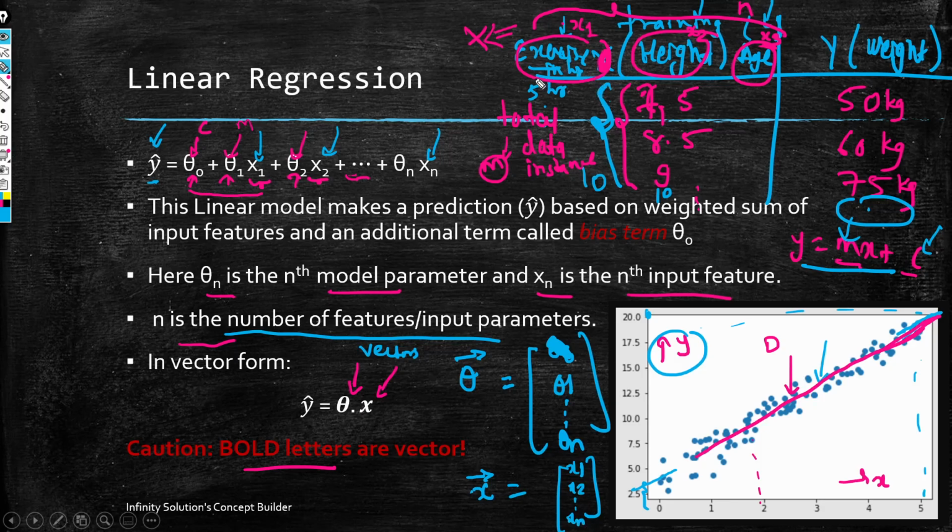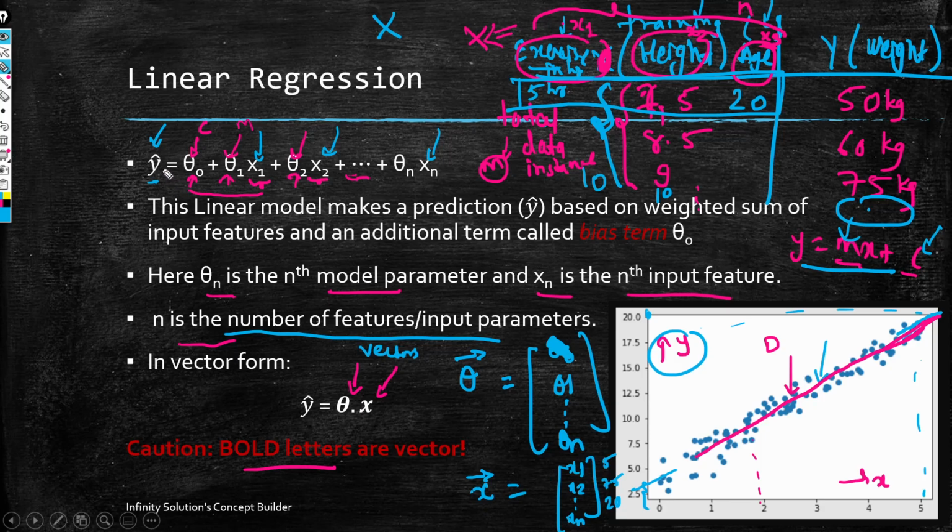But note that this is x1, 5 hours, 7.5, and let's say age is 20 years. So 5, 7.5 and 20, this will be our x1, x2, x3, correct? Don't confuse it with capital X, that we'll see later on in the next slide. It's the entire training data set. So it will be a matrix, but just x consists of this vector.